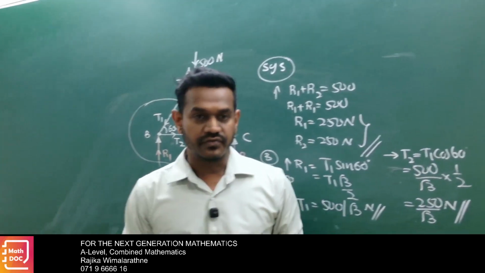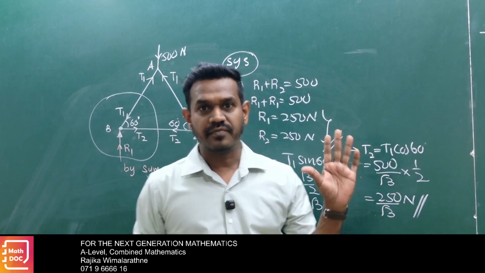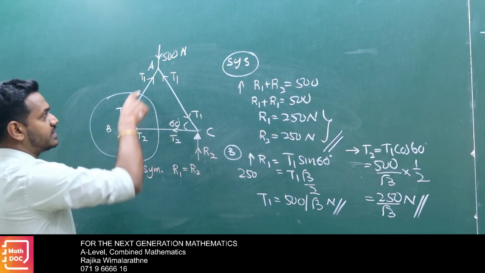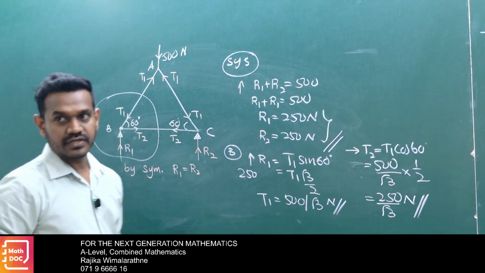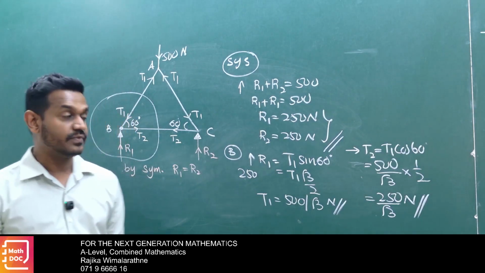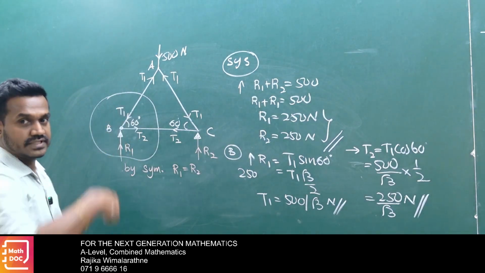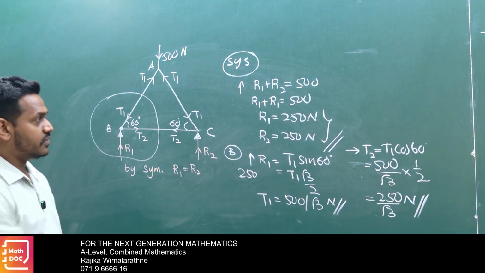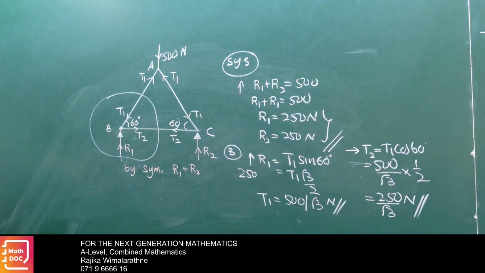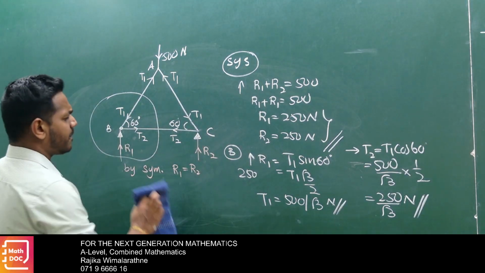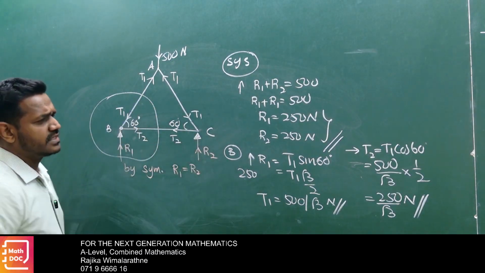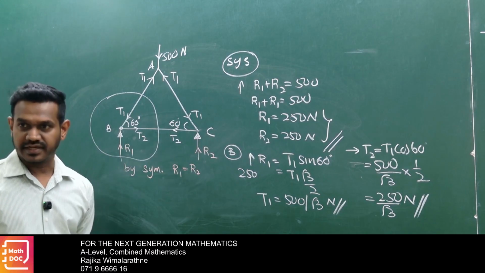So when you find the stresses, you can mark T1, T2 in any direction. If you mark T1 opposite, then you will get a negative value. If it is negative, that means it is opposite. So no worries, you can mark any direction. This is one technique. First you mark forces, then you resolve horizontally and vertically, then find it.